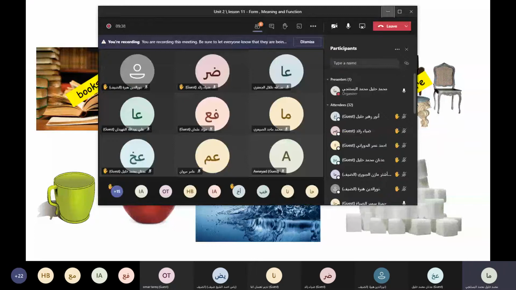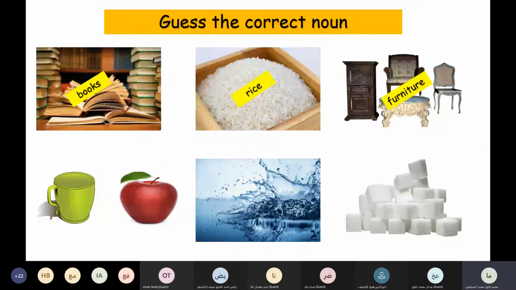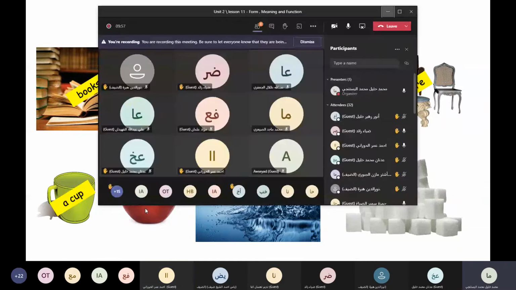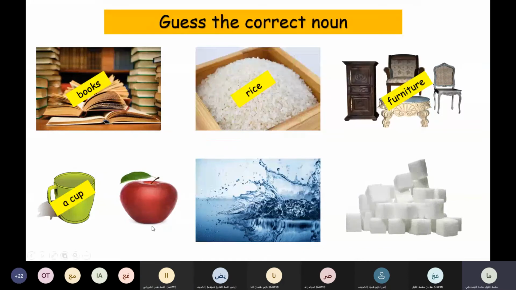Now, what about here? Yes, Ahmed? What is the picture here? Is the picture of the apple with the cup or just the cup? Cup. Yes. A cup, or mug. Good. Mazen? Apple. Yes, an apple. Good. What about the next?